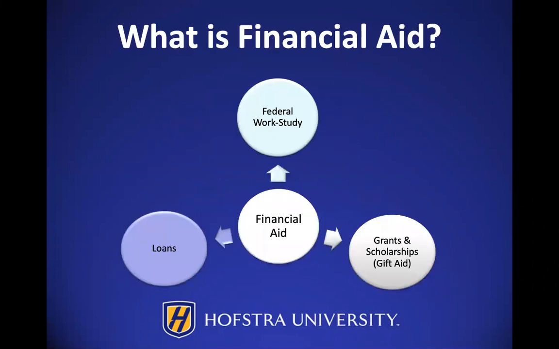First, I'm going to start off with what is financial aid. We typically break financial aid up into three categories. Those categories are grants and scholarships, which is known as gift aid. This is aid that does not need to be paid back. Next would be federal work study, and then we have our federal loans. Federal work study and loans are something you can get by filing your FAFSA. You can get federal grants from the FAFSA as well. Scholarships do typically come from the institution themselves.